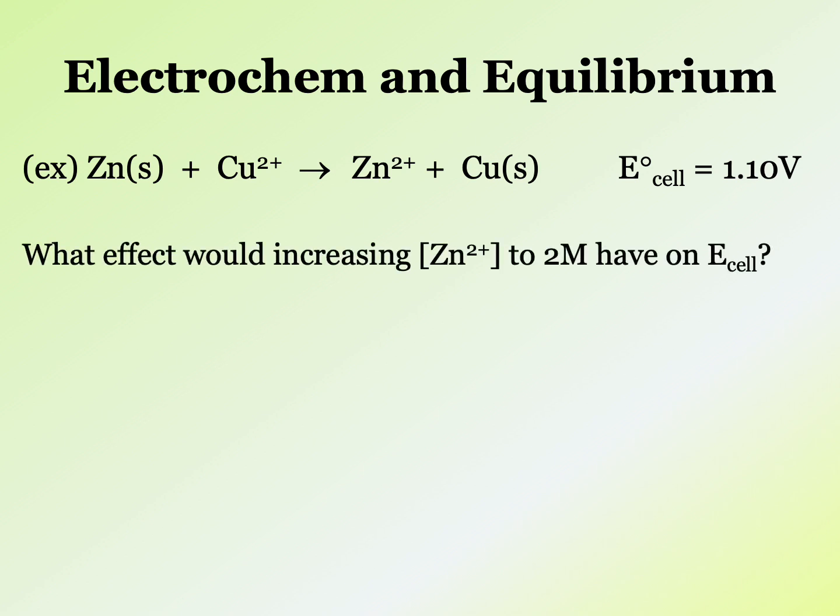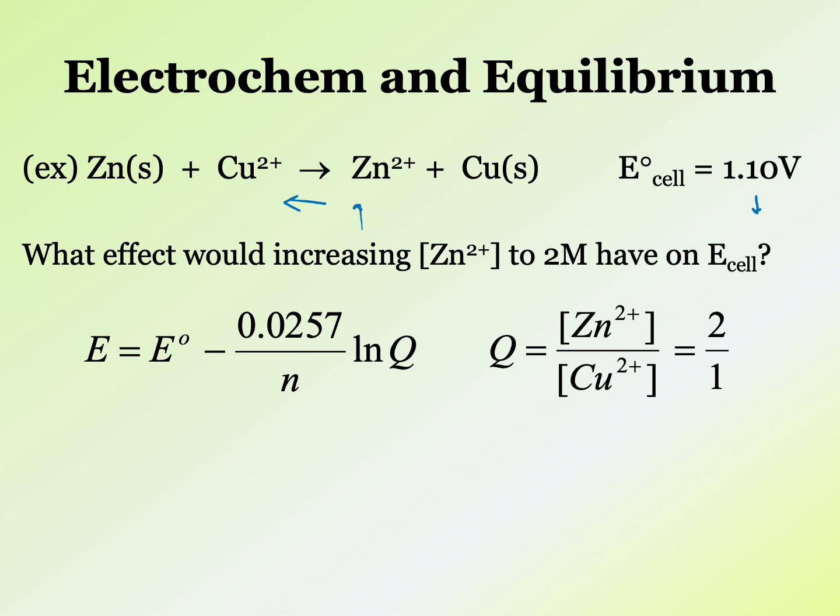Same kind of deal with the zinc. We said if we increase zinc, it shifts to the left, which we said would decrease Q or K, meaning that E of the cell would decrease. Same kind of deal happens. If they were actually to plug it in, Q would now be the natural log of 2, which would make it a smaller value that they're dealing with.